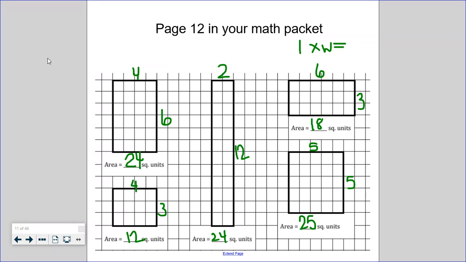All right, so for the remainder of those rectangles in your packet, I would like you to do them on your own. Remember, count. I want you to label the sides like I did here on this screen. It's really important to label just so you can go back and check your work in case you make any mistakes. So label the length, label the width, and then multiply them to find the area. There's 2 more on this page on the bottom that I did not put on the screen. And then there are 6 more rectangles on the back.